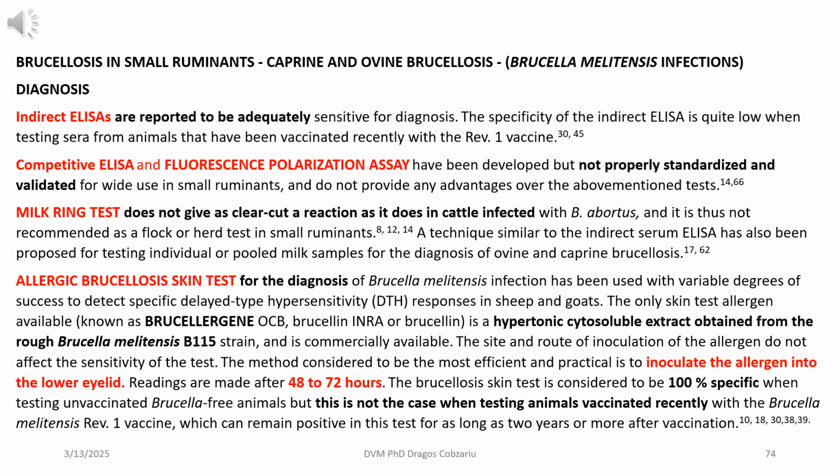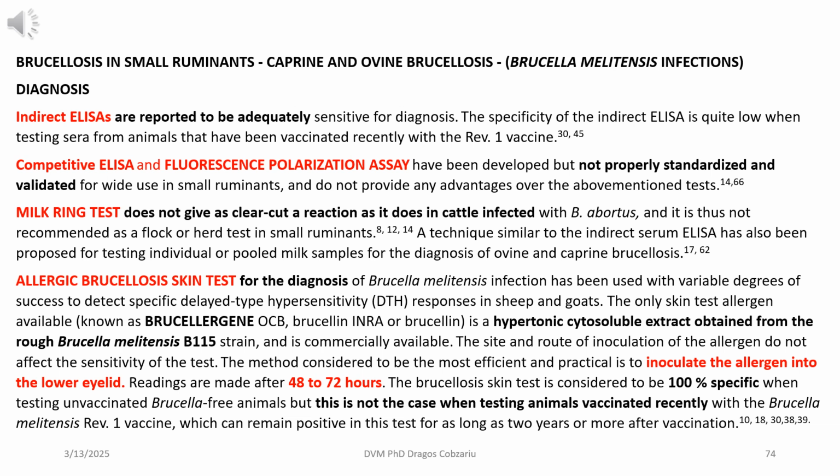Allergic brucellosis skin test for the diagnosis of Brucella melitensis infection has been used with variable degrees of success to detect specific delayed type hypersensitivity, DTH, responses in sheep and goats. The only skin test allergen available, known as Brucellergene OCB, Brucellin INRA or Brucellin, is a hypertonic cytosoluble extract obtained from the rough Brucella melitensis B115 strain, and is commercially available.